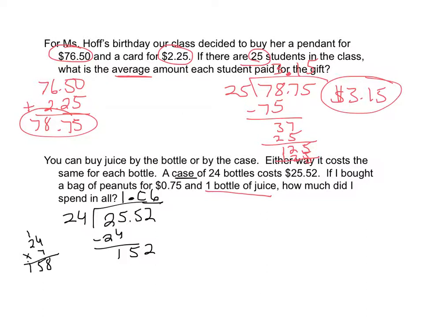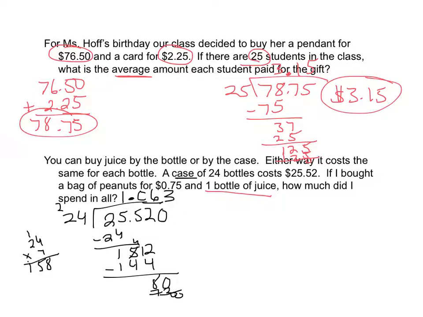Okay, 6 times 4 is 24. 6 times 2 is 12. 144. Going to subtract that out. With 8 cents left over, go ahead and add in a 0. 24 will go into 80 3 times, which would be 72. You'd have 8 left over again.